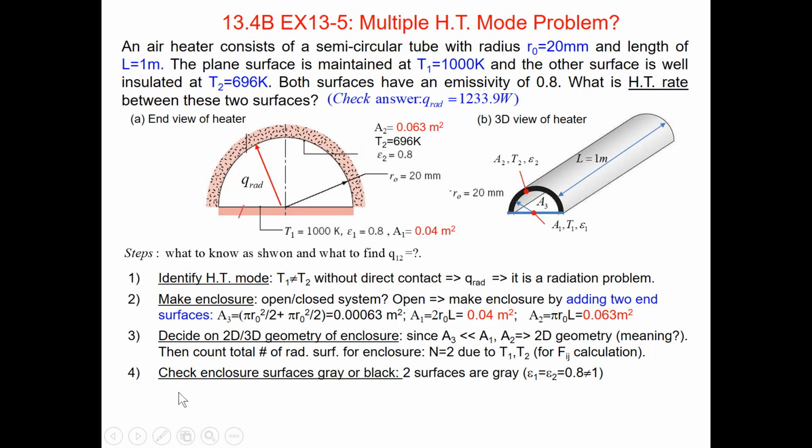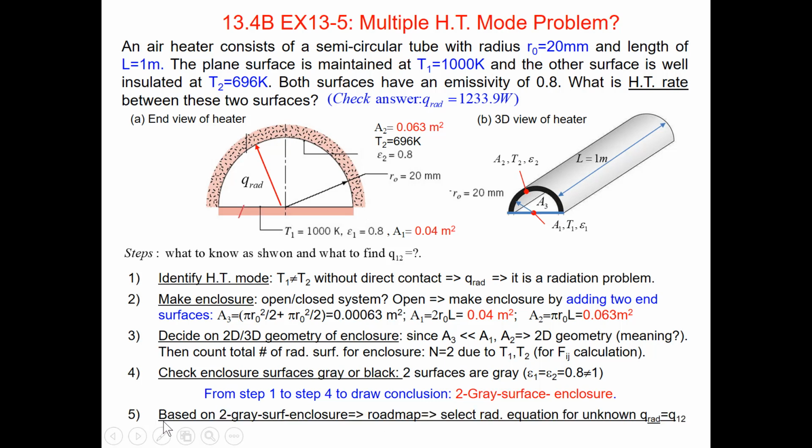Step 4. Check enclosure surface, gray or black. Both surfaces A1 and A2 are gray because none of them has emissivity of 1. From step 1 to 4, we can draw the conclusion: it is a two-gray surface enclosure. Step 5. Based on enclosure category, we go to the radiation roadmap to select the proper equation for unknown Q12.